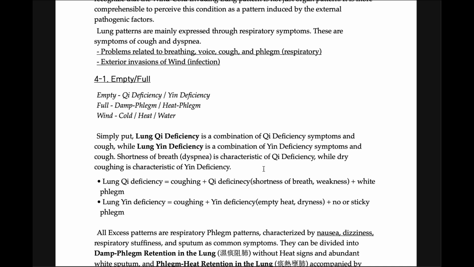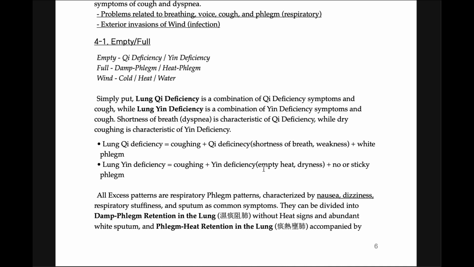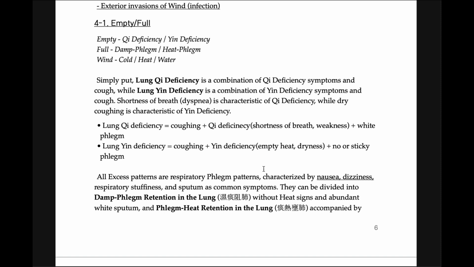Simply put, lung qi deficiency is a combination of qi deficiency symptoms and cough, while lung yin deficiency is a combination of yin deficiency symptoms and cough. Shortness of breath, dyspnea, is characteristic of qi deficiency, while dry coughing is characteristic of yin deficiency. Lung qi deficiency equals coughing plus qi deficiency, shortness of breath, weakness, plus white phlegm. Lung yin deficiency equals coughing plus yin deficiency, empty heat, dryness, plus no or sticky phlegm.